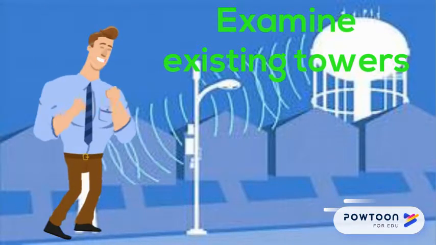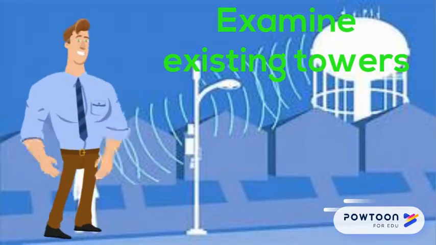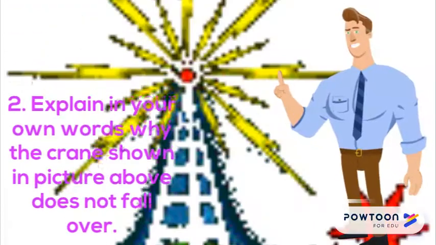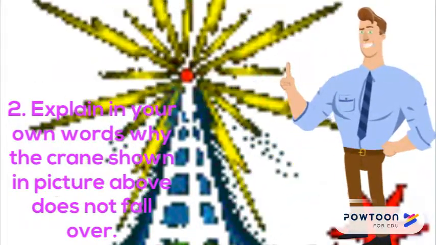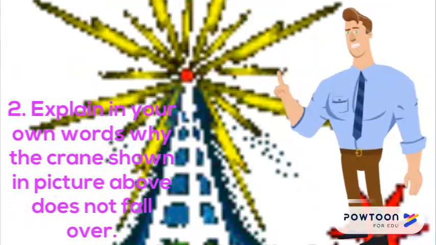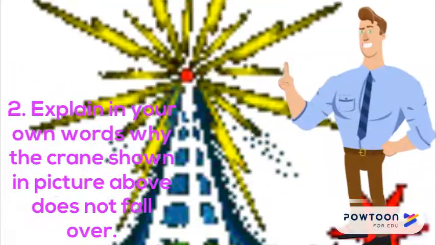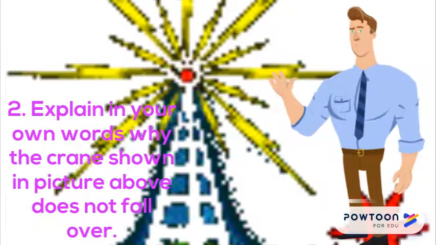Number 1. Copy the following table into your workbook and write the name of each structure shown in the pictures in the first row. Study each picture and tick the boxes that best describe how they have been reinforced. Number 2. Explain in your own words why the crane shown in the picture above does not fall over. And number 3. Here is a picture of an old and unstable lifeguard tower. Redraw it in your workbook. Show how you would redesign the legs so that the structure is more stable, and label your drawing, indicating the names of the different structural members that you have used.